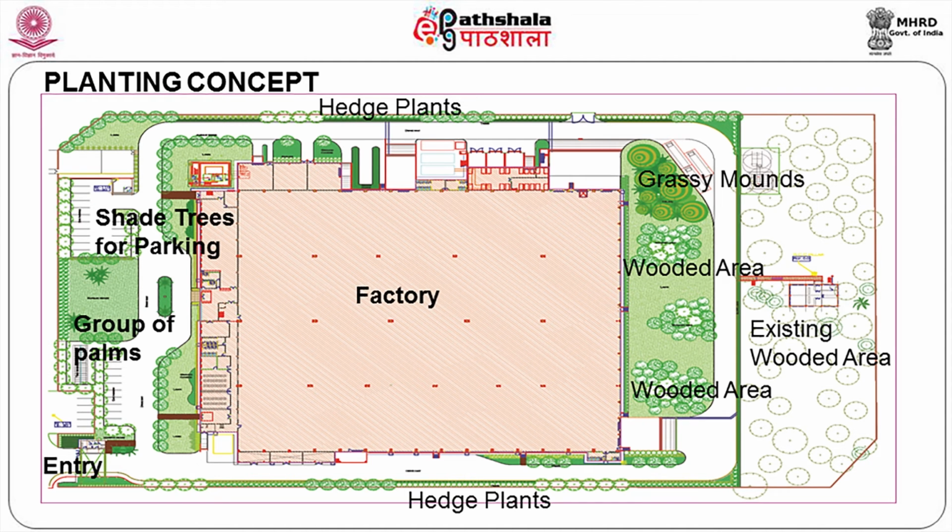Normally it is given: shaded trees for the parking area, a group of palms near the entrance for aesthetic purposes, the wooded area is retained, and a wooded area is created on the back side, with hedge planting all along the compound wall with a few taller trees. This is the planting concept.